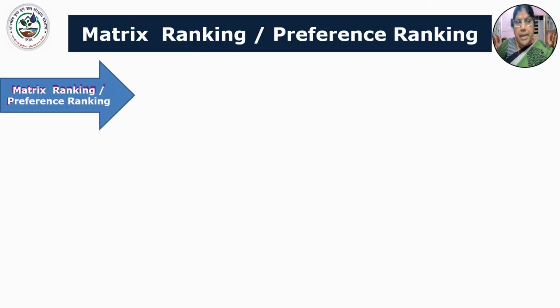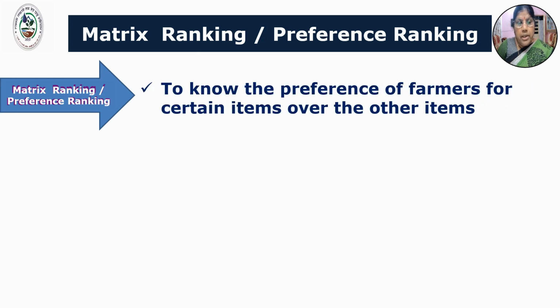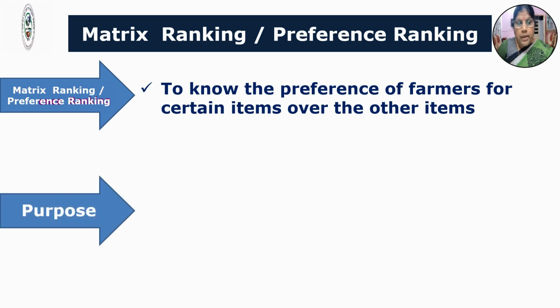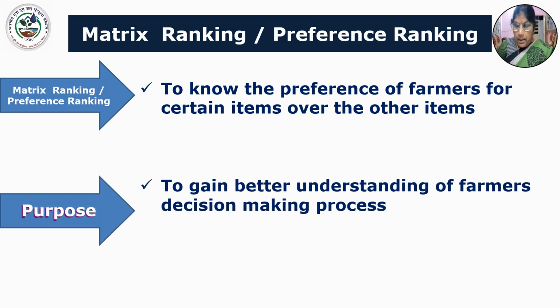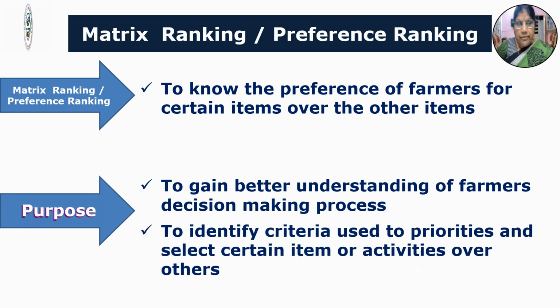The next exercise is matrix ranking or preference ranking. This is mainly done to know the farmers' preference for certain items over the other items. Based on the preference ranking, we need to introduce the interventions in the watersheds.